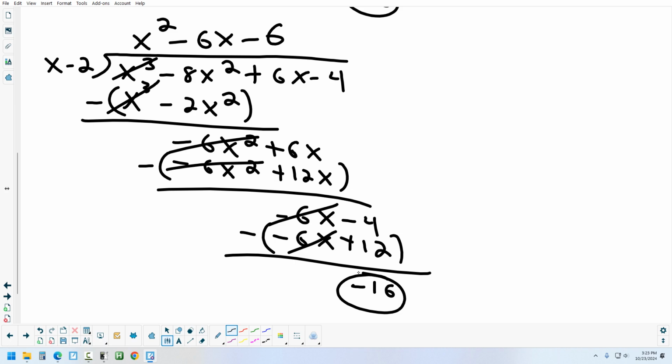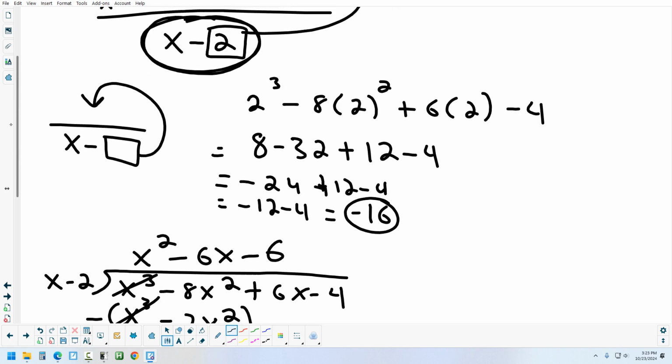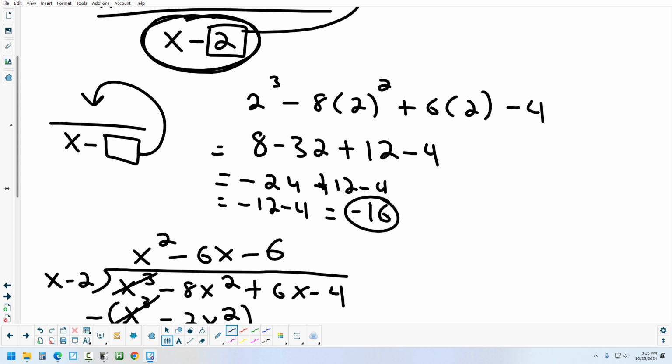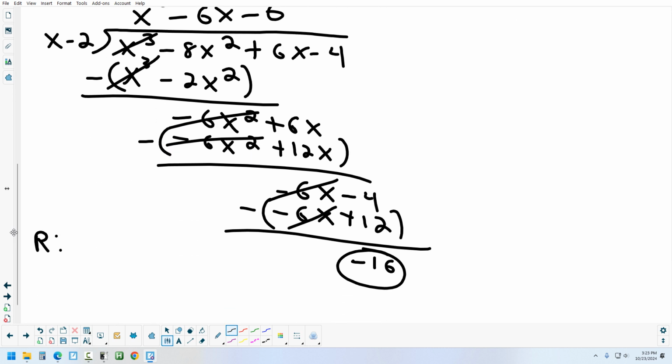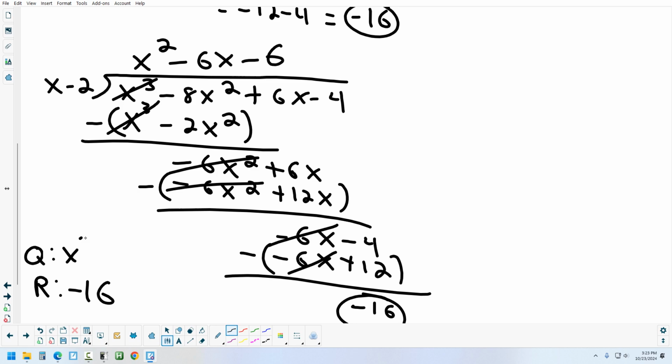And what is that negative 16? That's my remainder, and that matches up with the top. That's exactly what we got at the top. We just found it a lot faster the top way. But the bottom way took longer, and it also gave us the quotient, which is x squared minus 6x minus 6.